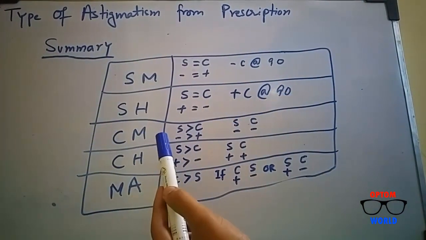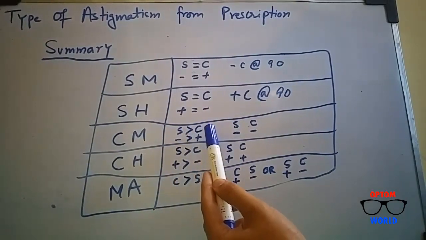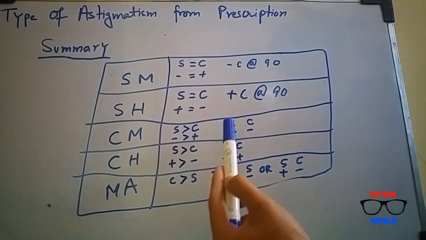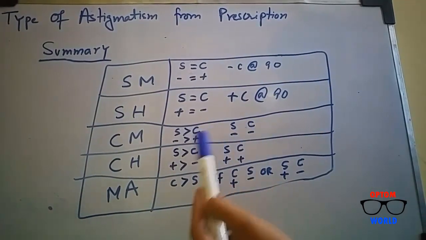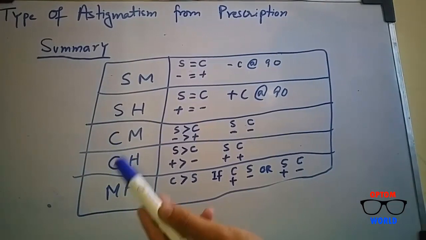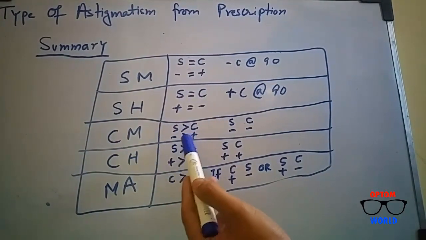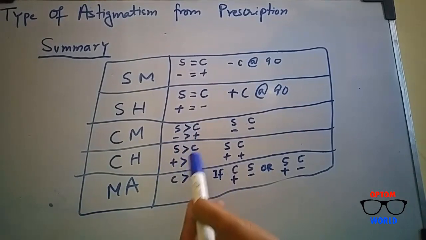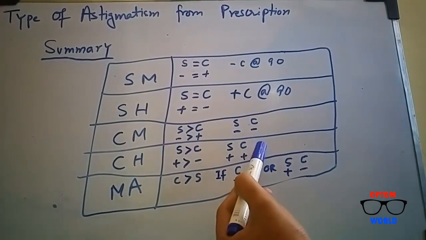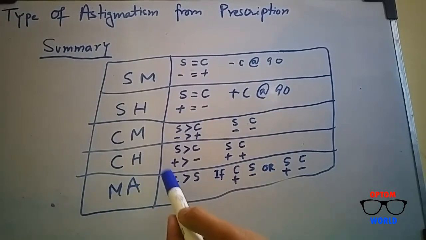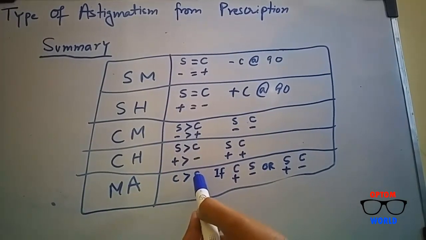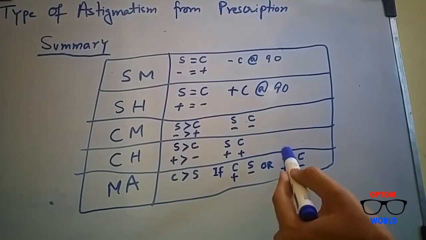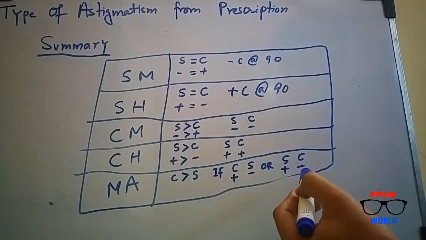For compound myopic astigmatism, sphere should be greater than cylinder, sphere should be negative and cylinder should be positive, or both sphere and cylinder should be negative. For compound hyperopic astigmatism, sphere should be greater than cylinder again, sphere should be positive, cylinder should be negative, or both sphere and cylinder should be positive. For mixed astigmatism, cylinder should be greater than sphere, and if cylinder is positive then sphere should be negative, or if sphere is positive then cylinder should be negative.